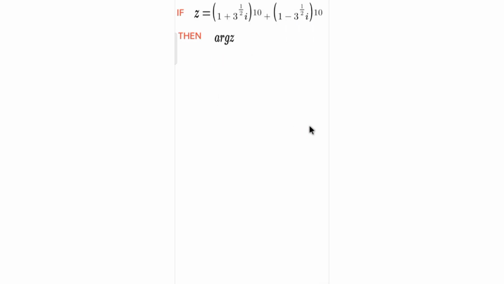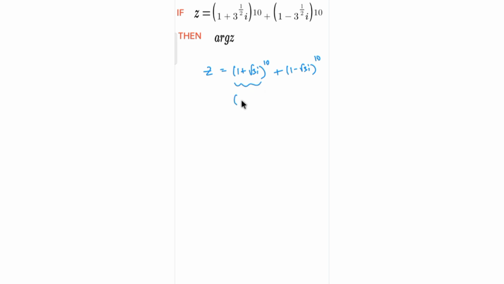So this is the first question. So our z is equal to (1 plus root 3 i) whole power 10 plus (1 minus root 3 i) whole power 10. So this is the value of z, and now the question is to find the argument of z. So let us first simplify this.